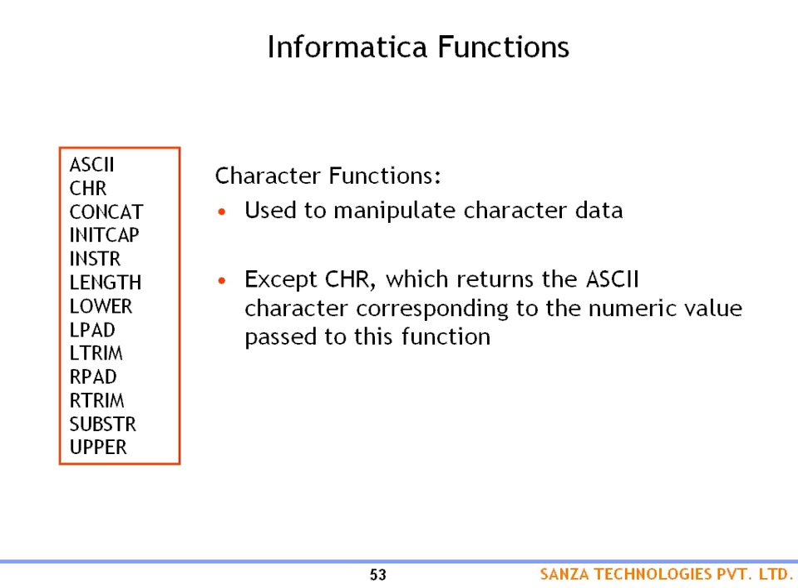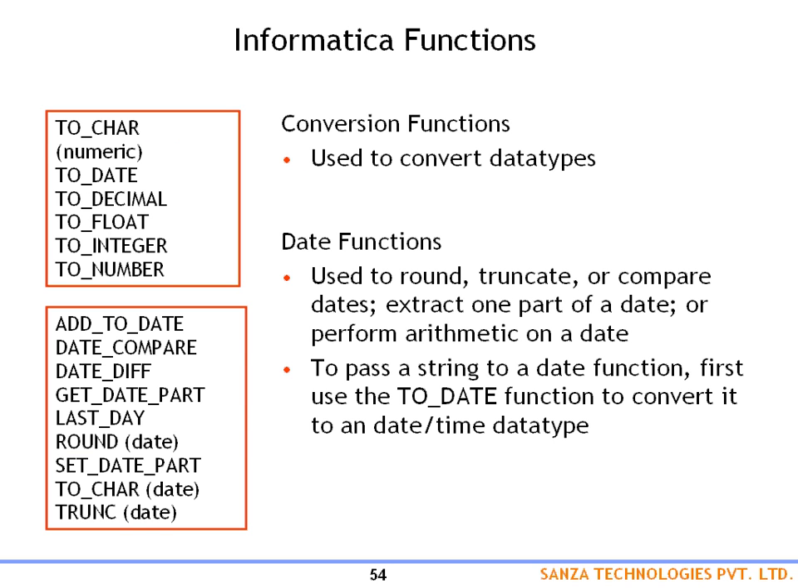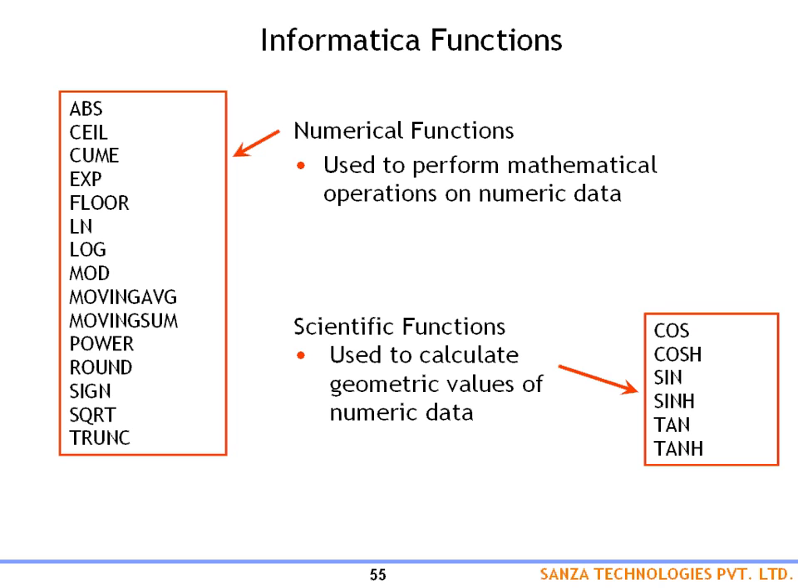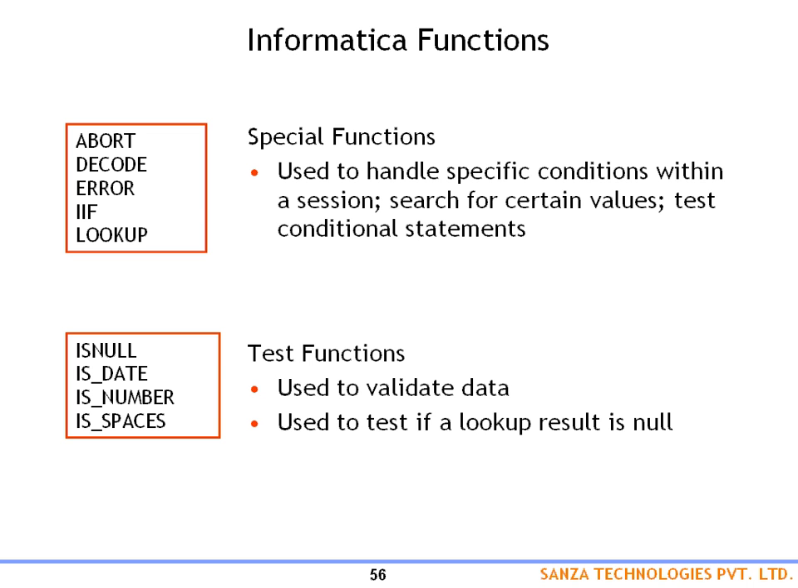Then different functions. I'll just scroll through this. In string: length, left, lower, ltrim, rtrim, substring, lpad, rpad, different functions which Informatica supports in the expression transformation. To date, to number, to float, date difference, last date, round, trunc, and all this stuff are used. Numerical functions, scientific functions. Informatica functions like abort: while loading the data, if there is an error, you want to abort it, you can write that logic. Decode: if you use multiple if statements, you can write decode. If there is an error in the process, you can write error functions. If, here if is represented as IIF.